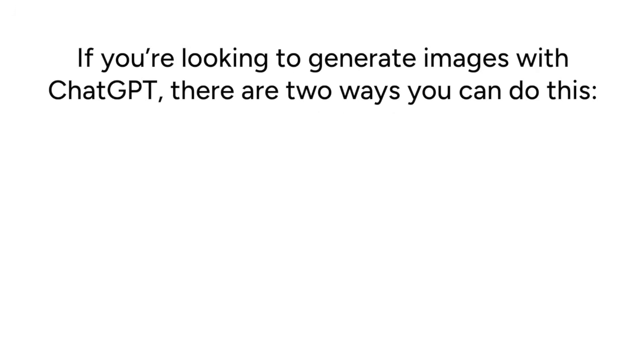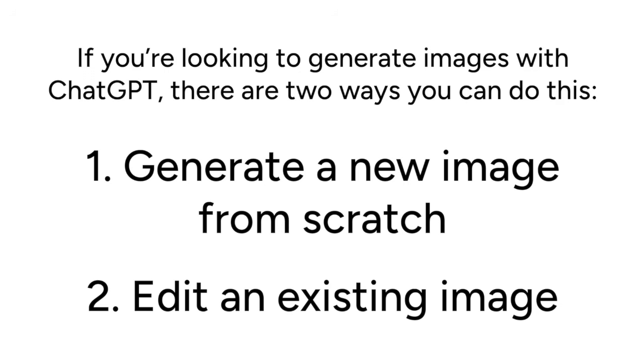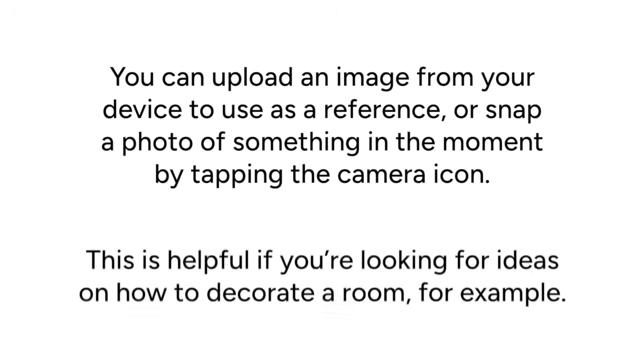If you're looking to generate images with ChatGPT, there are 2 ways you can go about this. You can generate a new image from scratch, or edit an existing image. You can upload an image from your device to use as a reference, or snap a photo of something in the moment by tapping the camera icon. This is helpful if you're looking for ideas on how to decorate a room, for example.